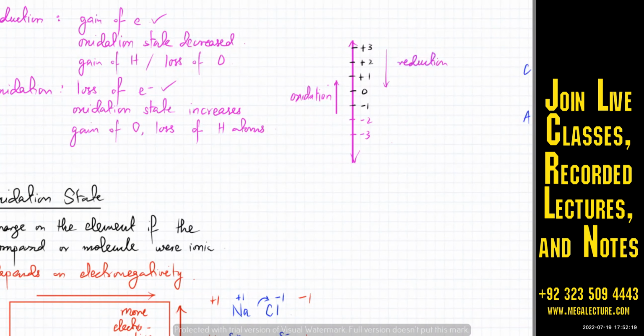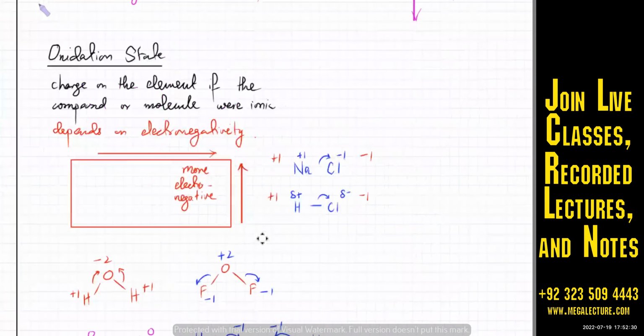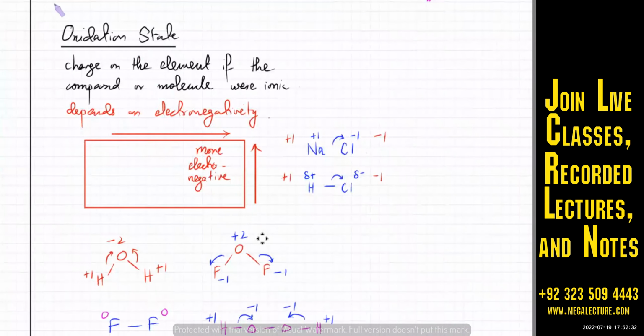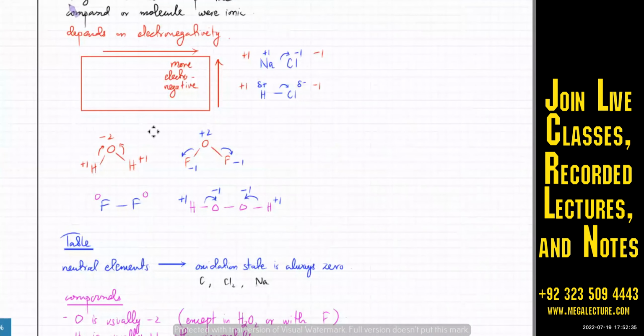So let's just start. Okay, we have redox: electrons gain and loss. Okay. Oxidation, reduction.